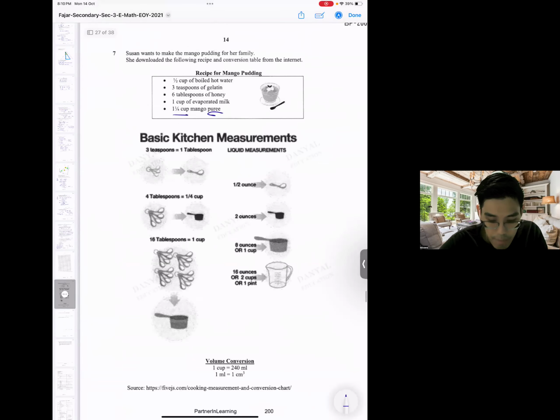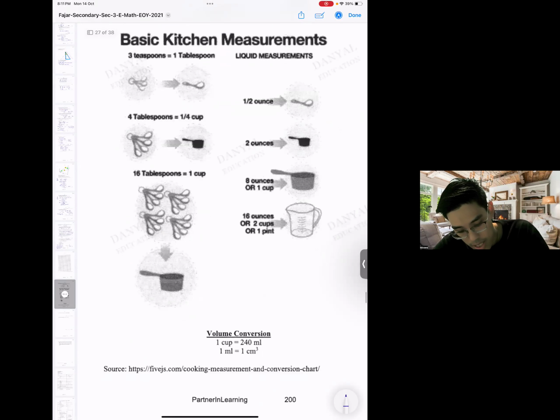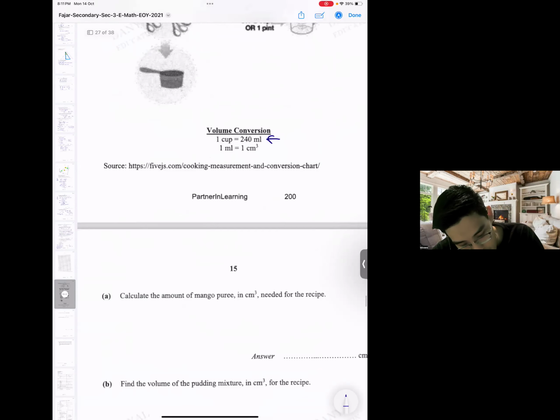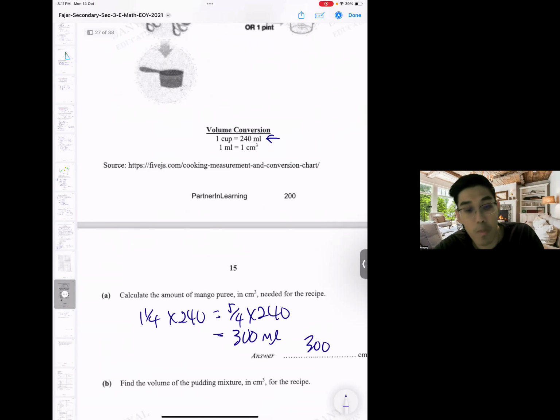Okay, 1 1/4 cup. So where is 1 1/4 cup? And how to do conversion? Okay, let's see. 1 cup is 240 ml. This is easy. So from here we can do already. 1 1/4 times 240, which is 5/4 times 240. So it's actually 300 ml, which is 300 cm cube. This one is quite okay.